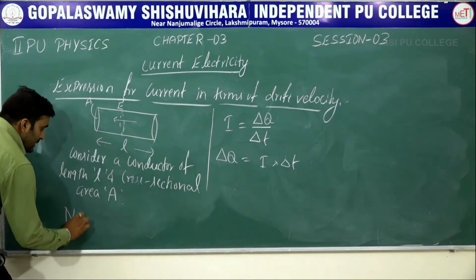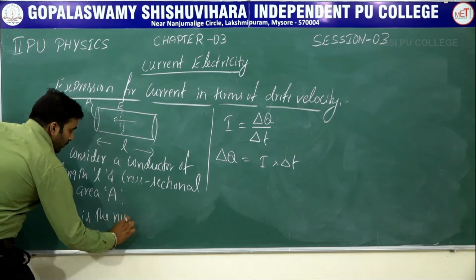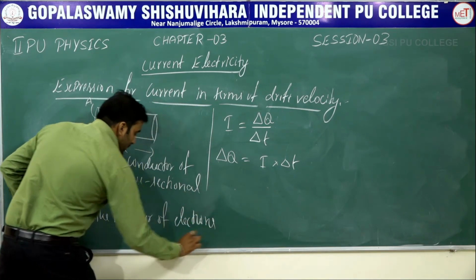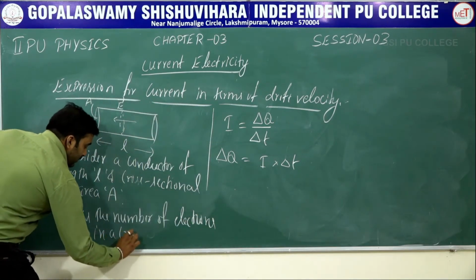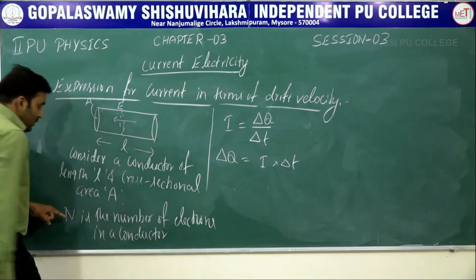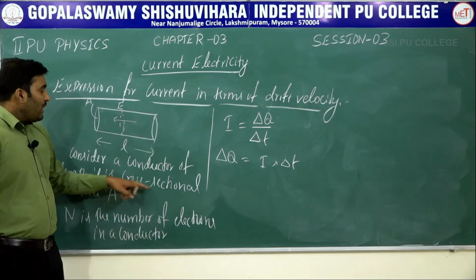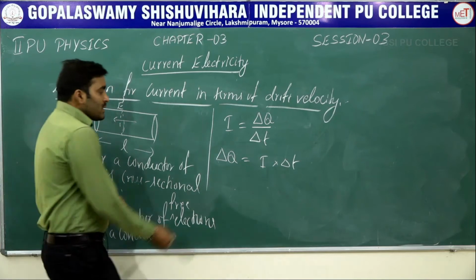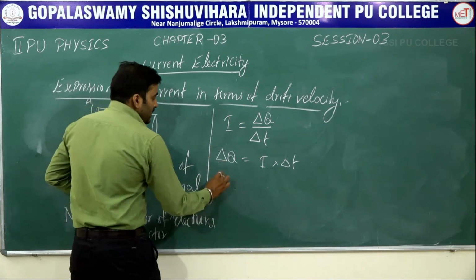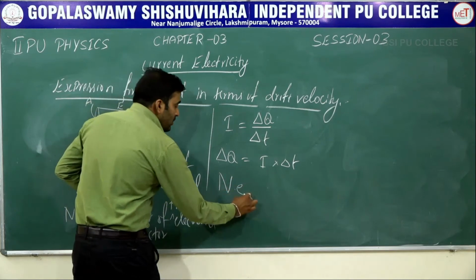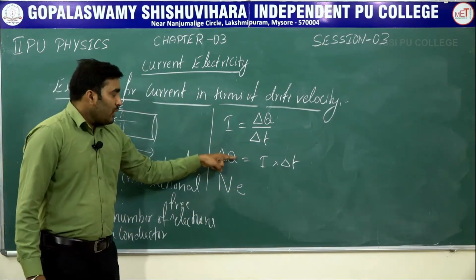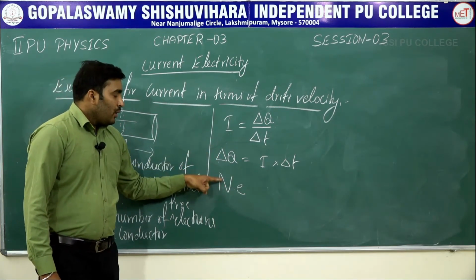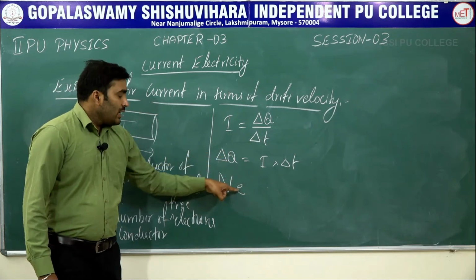I will write N is the number of electrons in a conductor. This capital N is the number of free electrons in a conductor. Suppose we write this total charge as total number of electrons into charge on an electron. We know this from electrostatics. Electrostatics says that total charge is quantized. It can be expressed as number of electrons into charge. So delta Q is equal to N into e.